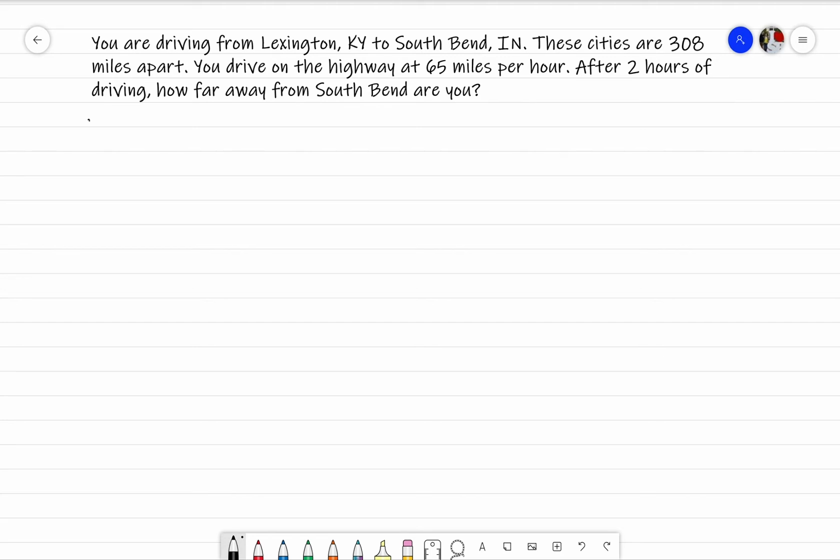So the first thing we know is that we're going from Lexington to South Bend. So that's the direction that we're driving. And then we know that they are 308 miles apart. So let me make that note here. They're 308 miles apart.